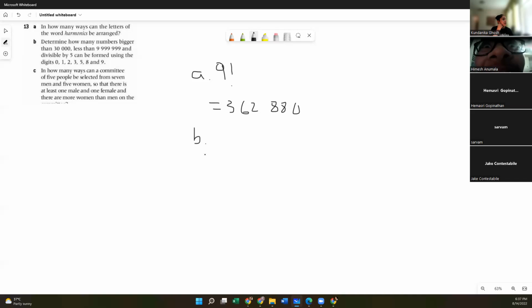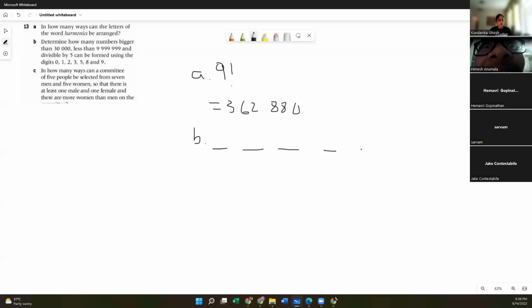Okay, B, hopefully we have enough room. Determine how many numbers bigger than 30,000, less than 9,999,999, and divisible by 5 can be formed using the digits 0, 1, 2, 3, 5, 8, and 9. What I'm going to do is show it out in seeds. So we have 7 seeds over here.